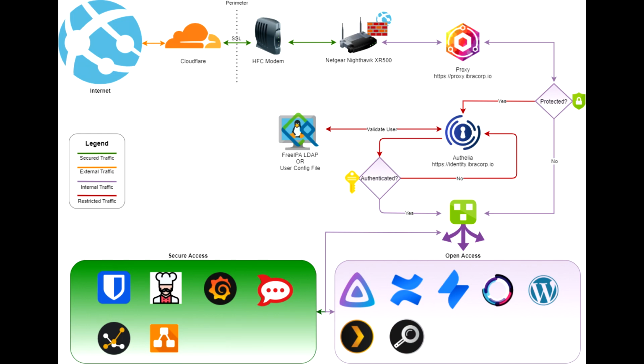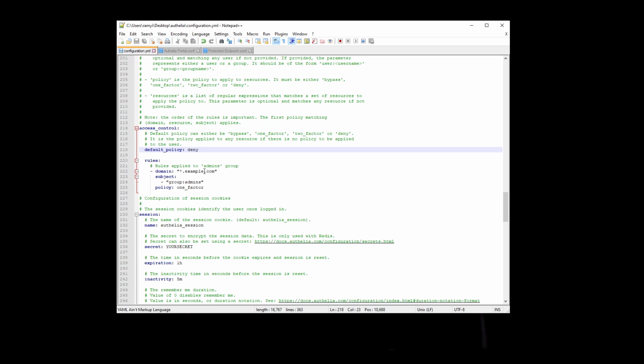Then under the rules, you can start configuring all the rules that you like. So we've got the domain, the subject, which is either the people or conditions which are allowed to access it. And then you have the policy. So you can have either bypass, one factor, two factor, or deny. And that will basically judge what you want for that particular domain. As you can see, this is a wildcard domain, so your whole domain would be protected by this. But we don't want that. We just want one particular domain.